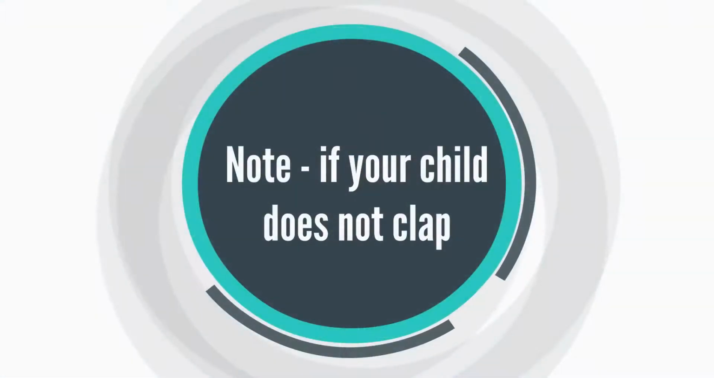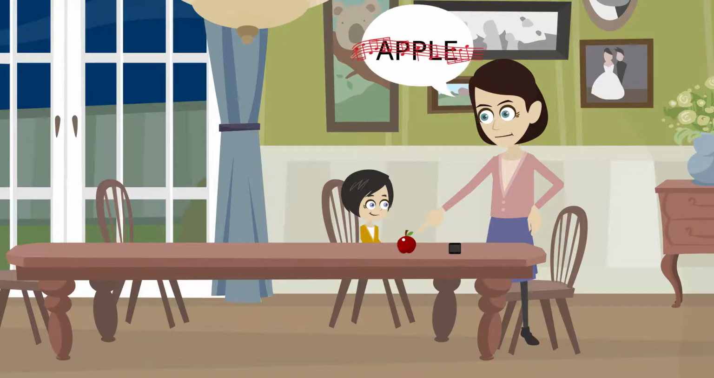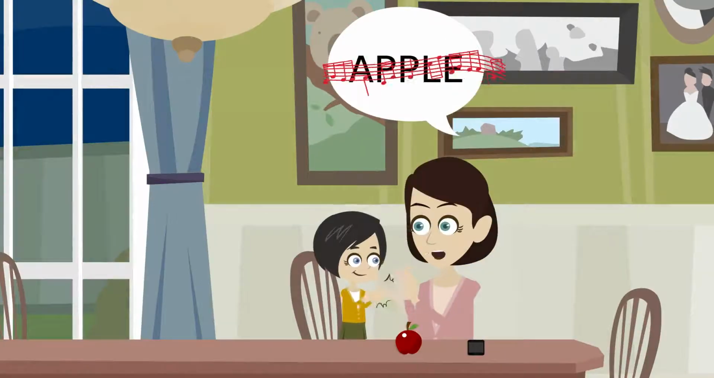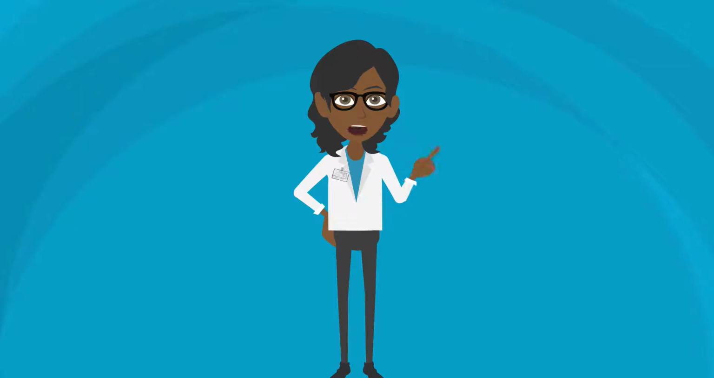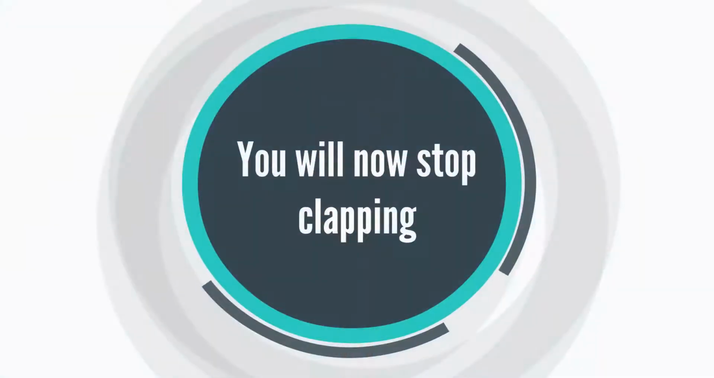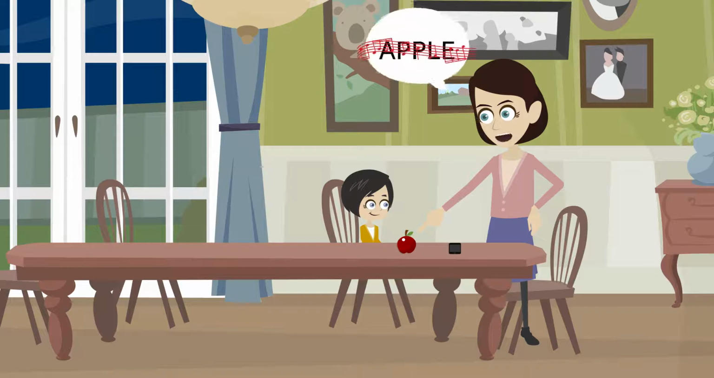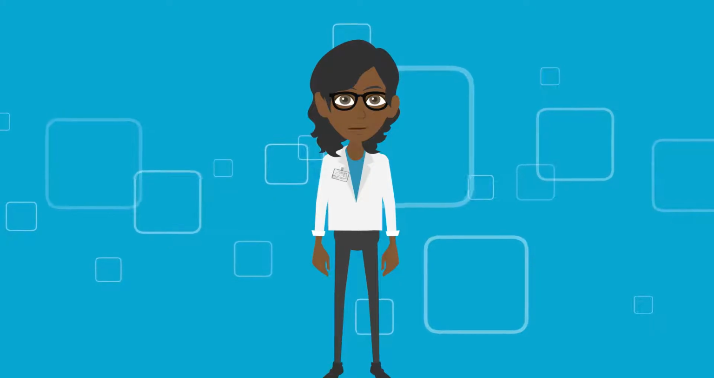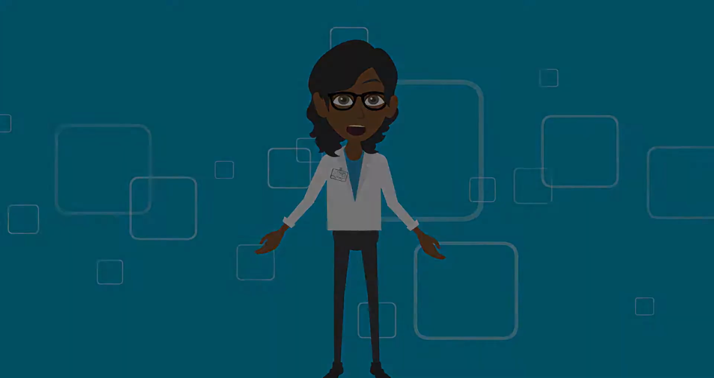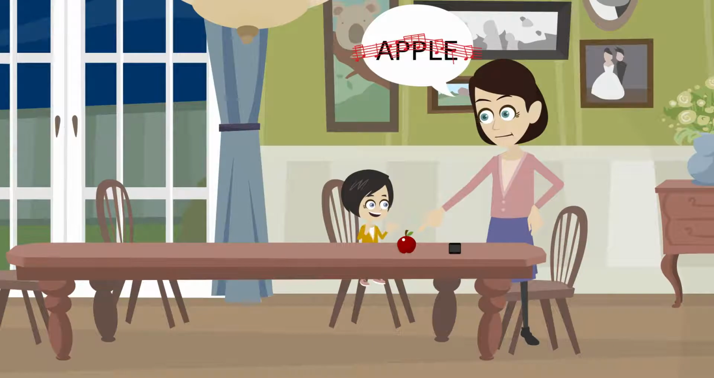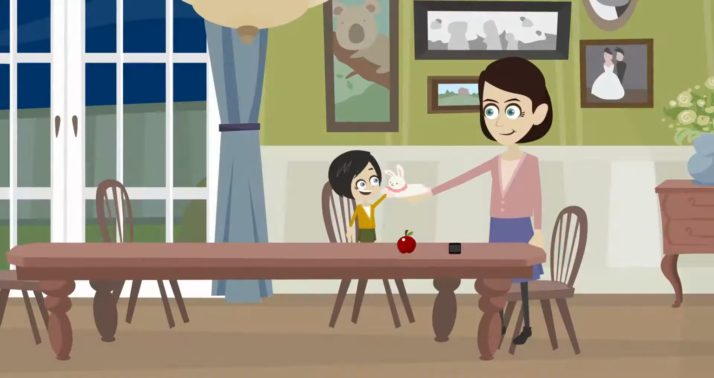Note, if your child does not clap when you remove your hands, go back to the previous step, which you'll remember as hand over hand clapping. But this time, do not give the toy reward. You will now stop clapping. You will point to the apple and sing apple 3 times without clapping. You want the child to clap without you. So if the child claps on his or her own, or even attempts to clap on his or her own without your model, immediately provide the toy reward.